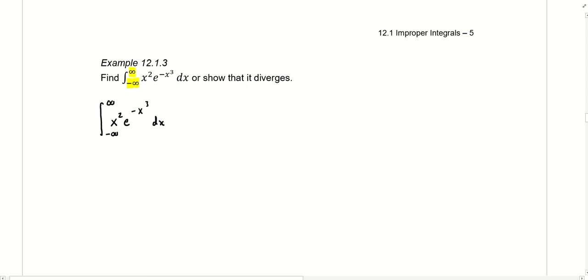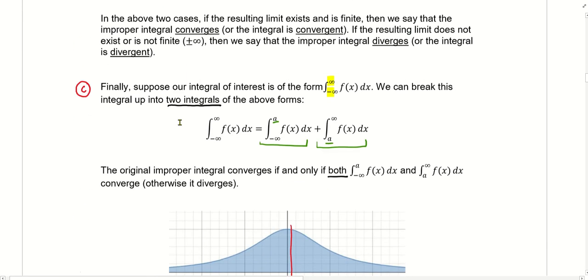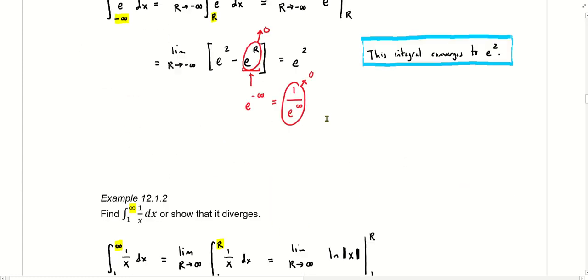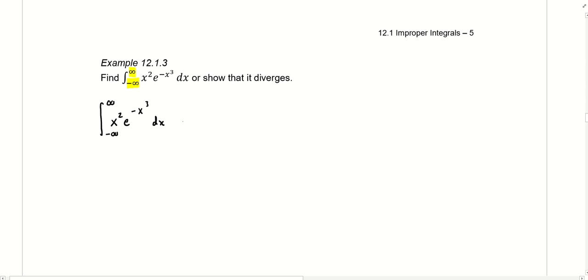So if we go back to how we introduced these types of integrals before, this was our version C, where both of our limits of integration are infinite. And so the technique we're going to use here is I'm going to split this into two integrals. One of the form from negative infinity to some constant, and the other from that constant to positive infinity. So I'm just going to break this into two.